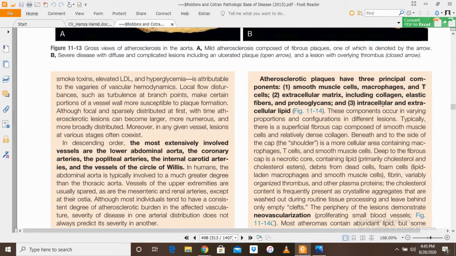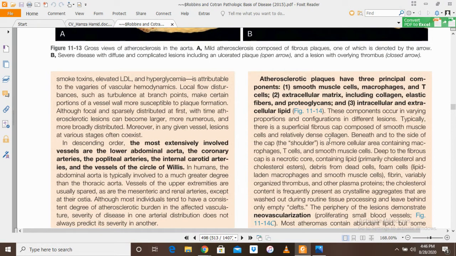Extracellular lipid comes from the intima. These are the low density lipoproteins, which come through the intima because the permeability of the intima is increased in atherosclerosis. The second source is intracellular lipid, which comes from the degeneration or the death of the cells, which release the lipid into the extracellular compartment. These components occur in varying proportions and configurations in different lesions.